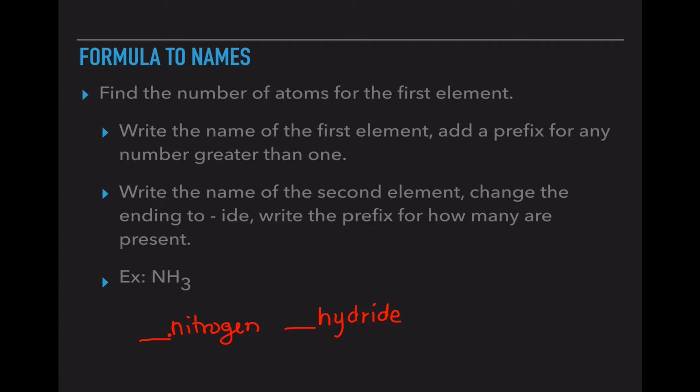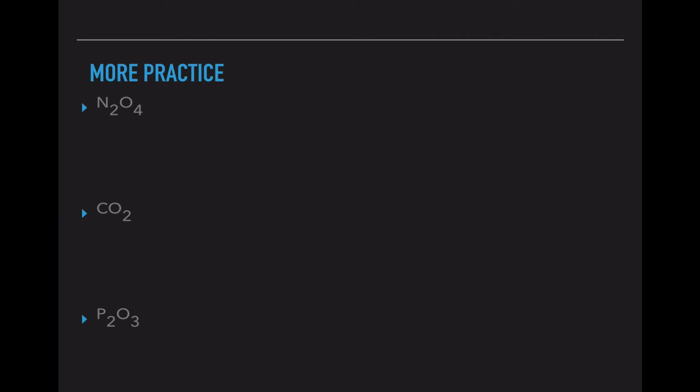Nitrogen, there's only one present, no prefix required. Hydrogen, there are 3, so I'm going to add the prefix of tri. So NH3 is officially called nitrogen trihydride. So we're going to do a couple more practice problems.